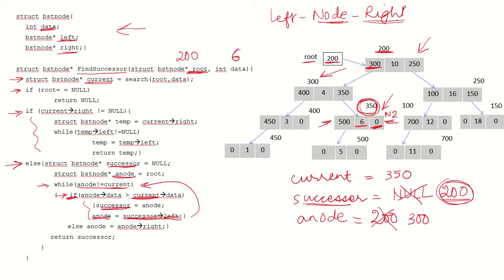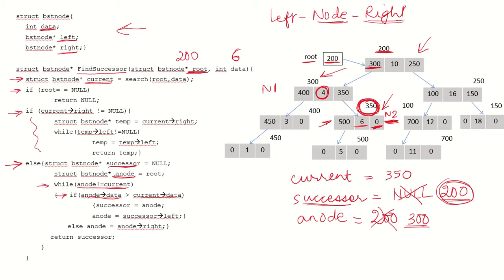Is anode not equal to current? Yes, anode is 300. That means we are at node N1 and our current is N2. So it is not equal to this. So what we have to do is again go back into the while loop and check if anode data is greater than current data. Anode data is this, the data at node N1, which is 4. Is it greater than current data? No, it is not greater than current data.